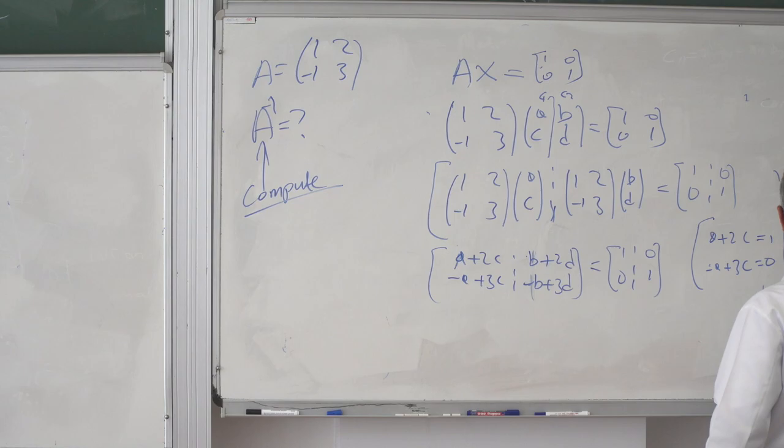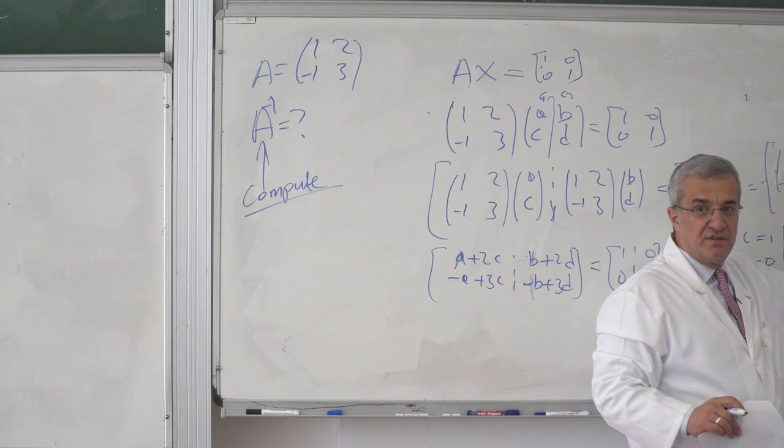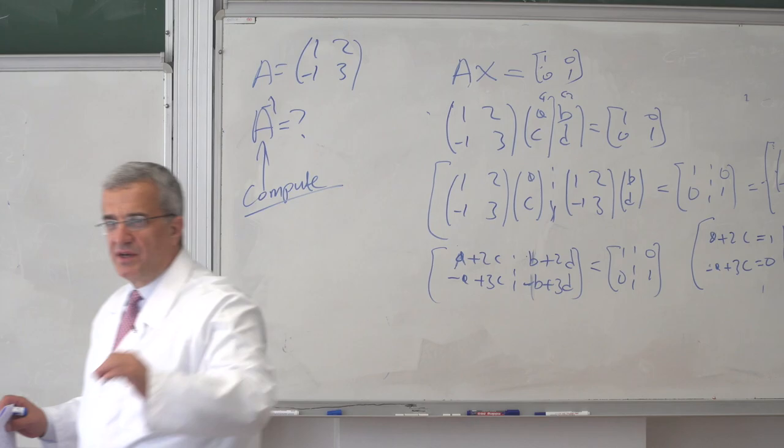On the other end here, what do I have? I have 1, 2, minus 1, 3 times AC is equal to 1, 0. Okay? And the other one will give me 1, 2, minus 1, 3 times BD is equal to 0, 1. So I need to just solve this and solve that, and I will obtain A, B, C, D. And that's going to be my inverse solution. Is this clear? Yes.